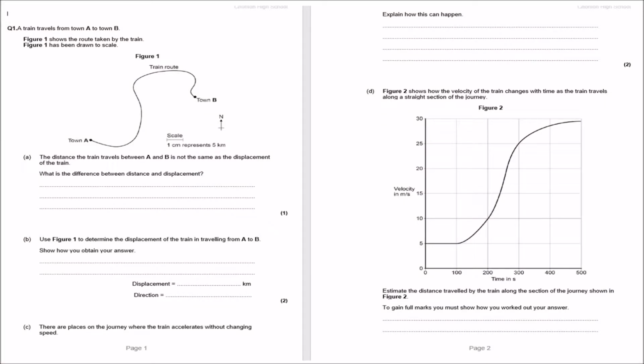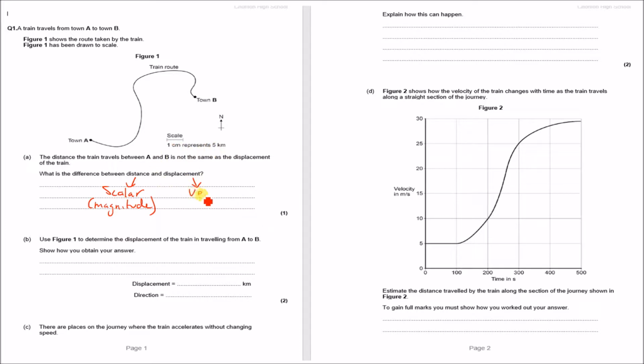Okay, so in this video I'm going to talk about velocity and acceleration and momentum, and these are level 3 questions. So the first question is about the difference between distance and displacement. Remember, distance is a scalar quantity, and scalars just have a magnitude, which is a number. That might be 10 meters or 5 kilometers.